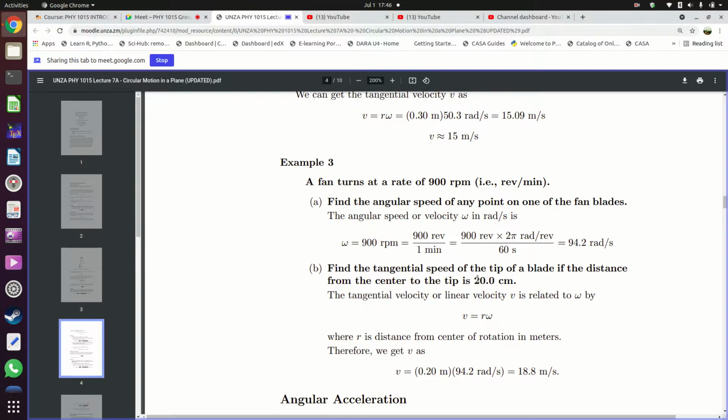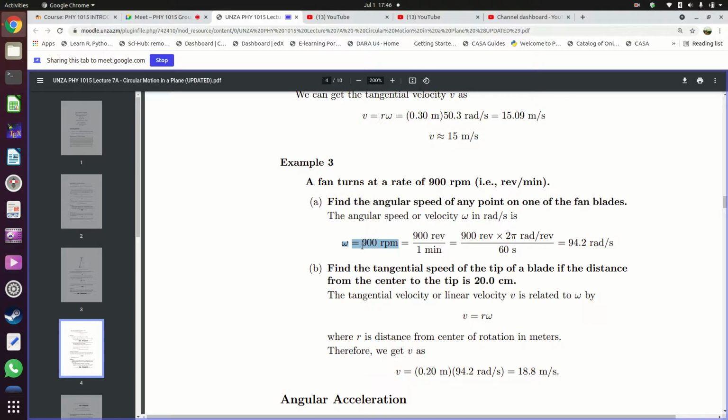So again, this 900 rpm is an angular speed or angular velocity, but it's given in revolutions per minute. So if we ask you to find the angular speed, we are asking you to give us this same angular velocity, but in radians per second. So I need to work on this so that you can clearly see how the conversion is being done.